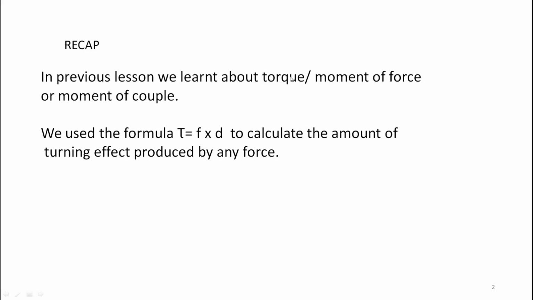In the class we have learned about torque, moment of force or moment of couple. So we used a formula: torque is equal to force times displacement, where tau represents torque, F represents force and D the displacement or the distance between the objects. Now in case of a couple, there are always two forces acting. So F represents one of the forces and D is the distance between the two forces in case of a couple.